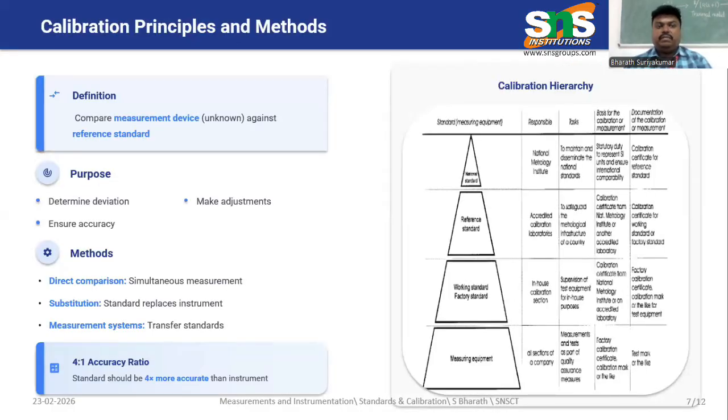What is the need for calibration? Comparing the measured device against a reference value. What is the purpose? It determines the deviations. It ensures the accuracy. It makes adjustments wherever required. When there is a change or an error occurs, the calibration corrects or minimizes that error. What are the methods used for calibration? One is called direct comparison, which is simultaneous measurement. Next is substitution, where the standard replaces the instrument, and then transfer standards. This is also done with the 4:1 accuracy ratio. The standard should be 4 times more accurate than the instrument. We can see the calibration hierarchy on the right-hand side of the screen.